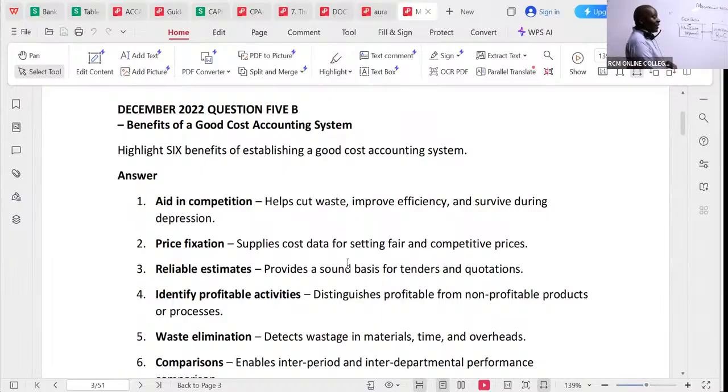So advantages of systems, ladies and gentlemen, for example, if it's a cost accounting system, I use it to determine my costs, to fix what my selling price is, and I'll be able to do that automatically. I'll be able to use my systems, if I have those dashboards on my screen, to measure performance of my employees, performance of my departments. That is the same language as asking you the functions of a management accountant. So if you look at this, ladies and gentlemen, highlight 6 benefits of establishing a good cost accounting system. In competition, it helps us to cut waste, improve efficiency, and survive during a depression.